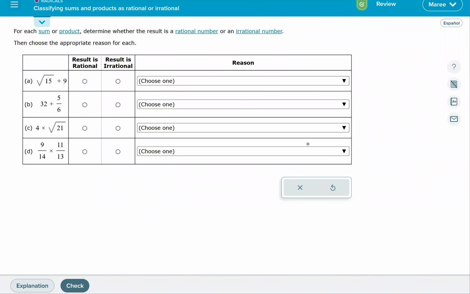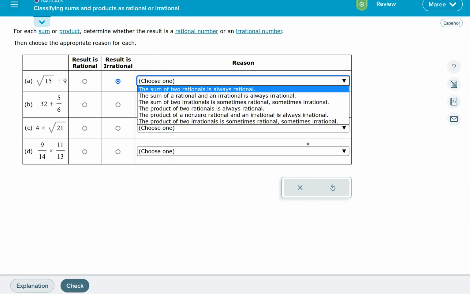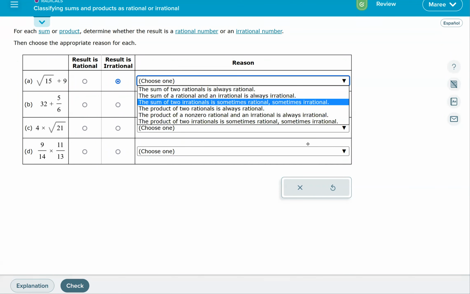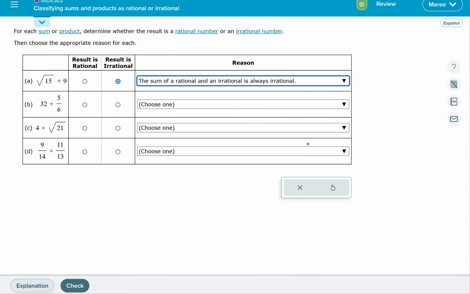This topic is classifying sums and products as rational or irrational. So when we are adding an irrational number to a rational number, the result will be irrational. The square root of 15 cannot simplify down. 15 is not a perfect square. And the reason is because the sum of a rational and irrational is always irrational.